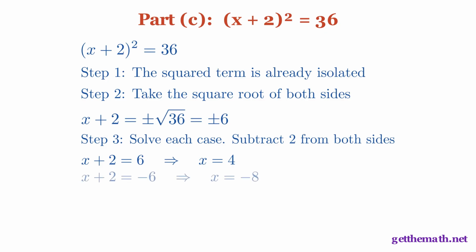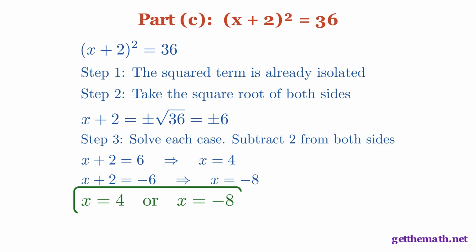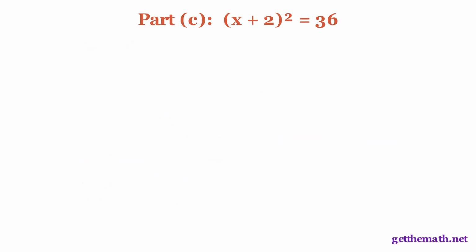Step 3, solve each case. Subtract 2 from both sides in each. Case 1, x plus 2 equals positive 6. Subtract 2. X equals 4. Case 2, x plus 2 equals negative 6. Subtract 2. X equals negative 8. X equals 4, or x equals negative 8.